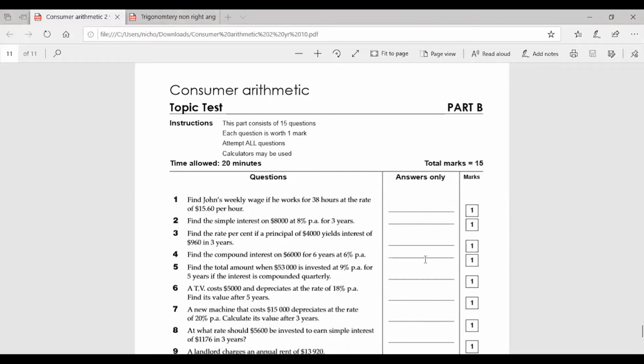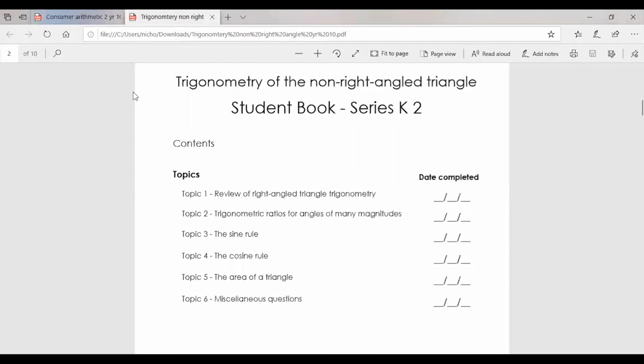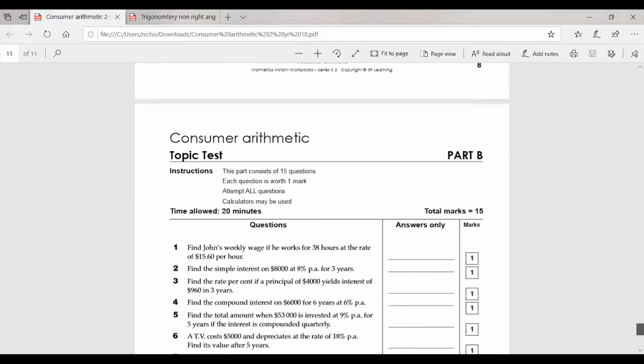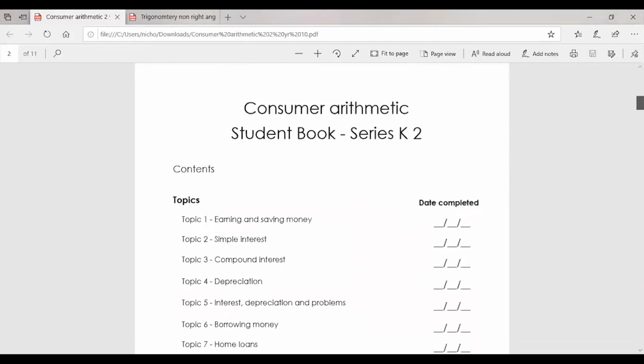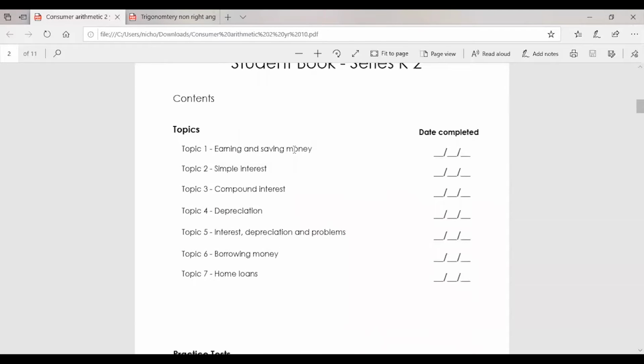Wait, have we finished consumer? Yeah, that was the last topic we had to do. Okay. So what are the main things we did in consumer? Brief overview. So we did earning and saving money. That is wages, how much you would have if you put this much away, double time, overtime, things like that.